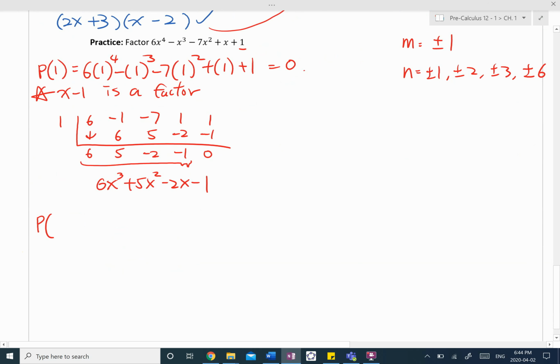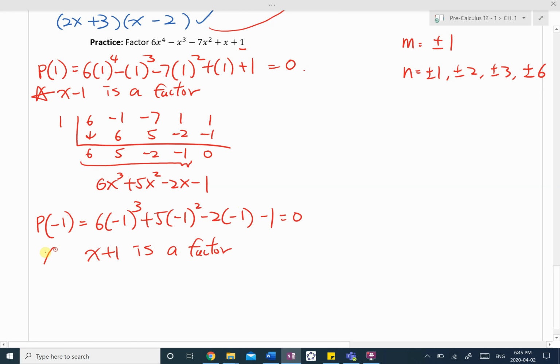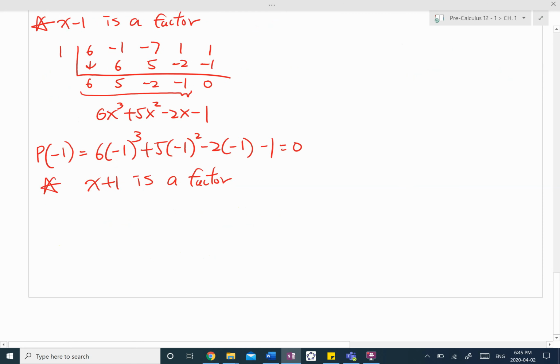Now this time I'm going to try p of -1. Again, you might not be able to see it right away. I can't do it either, but I know the answers. That's why I know -1 is going to work. This is going to give me a 0. I'm going to write it here, which means that x plus 1 is also a factor. So they are my two factors here.